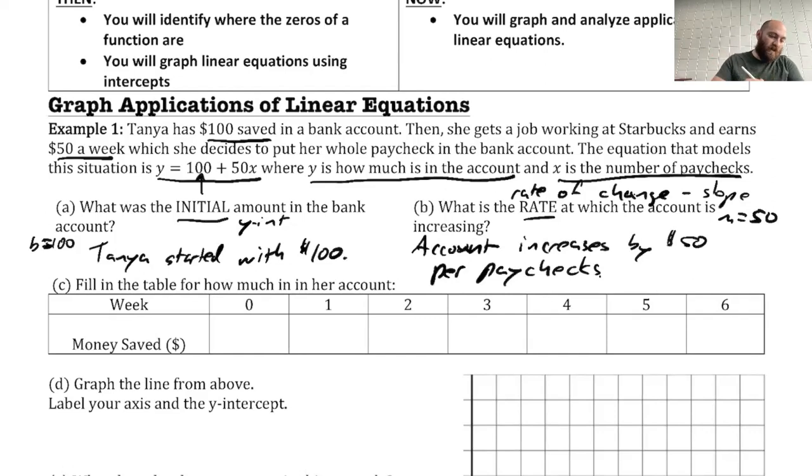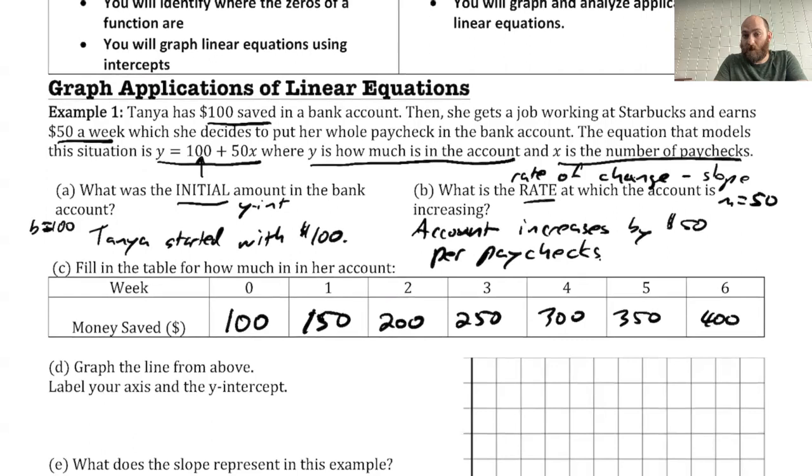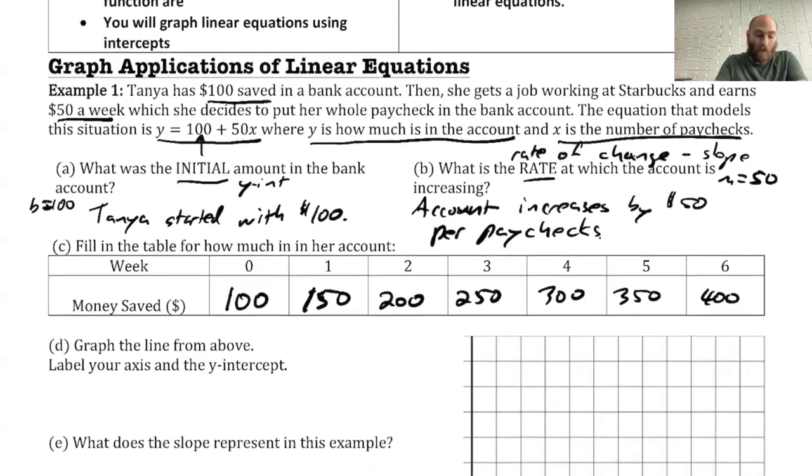Fill in the table for how much is in our account. So week 0, that's our initial starting time. She's starting with 100. For the rest of this it's pretty straightforward because I don't need to calculate anything if we're just going to add $50 every time. So that's going to be 150, 200, 250, 300, 350, and then 400. So after 6 paychecks, you should be expecting $400 in the account.